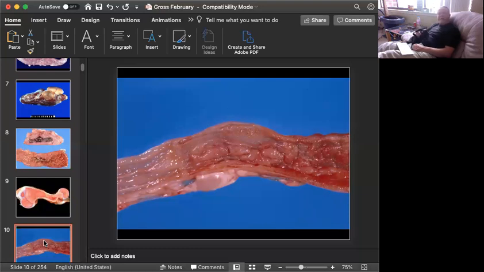Okay, slide number 9 is tissue from a ferret. Can you give me a morphologic diagnosis and a cause?